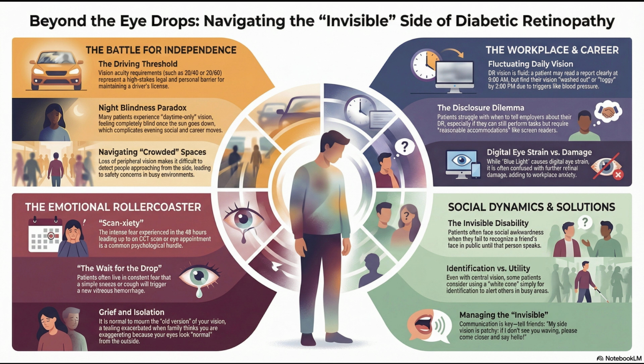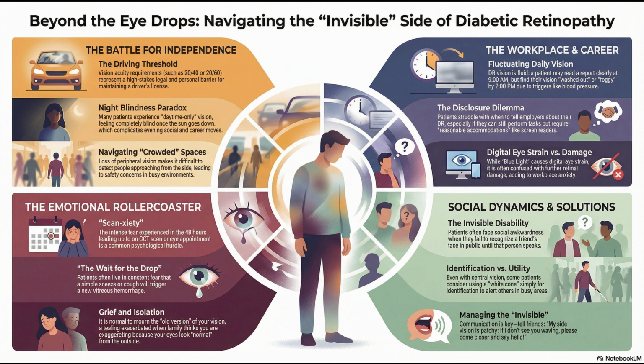Exactly. But the burning question in the community forum is always, am I blind enough to use one? Wow, that imposter syndrome creeping back in. Right. If you still have decent central vision, if you can still technically read texts on your phone or clearly see faces when they are standing directly in front of you, do you feel you have the right to use a white cane? Or are you just faking it? That is a massive psychological hurdle to jump over. It is. Because using the cane definitely makes public life safer. People naturally step out of your way. But it also immediately brands you as disabled to every stranger who looks at you.